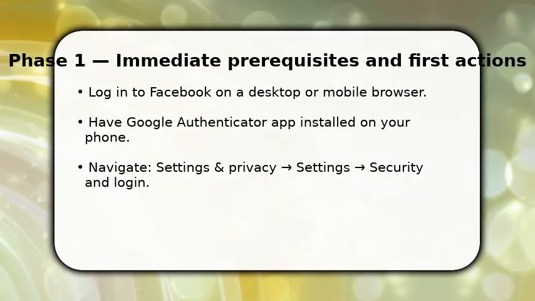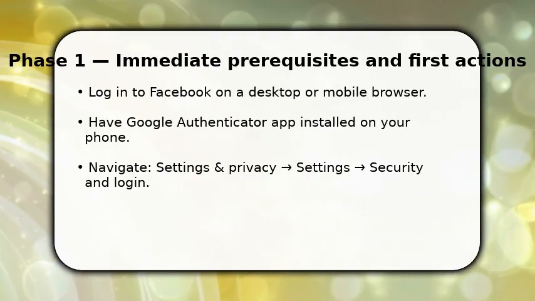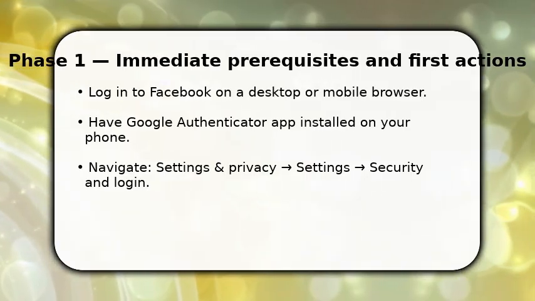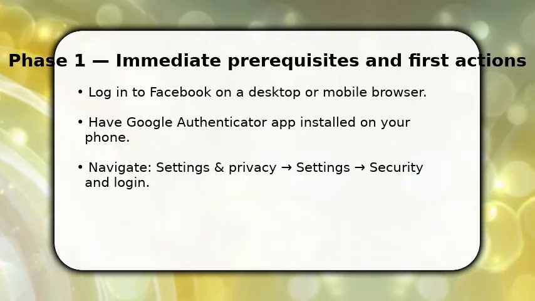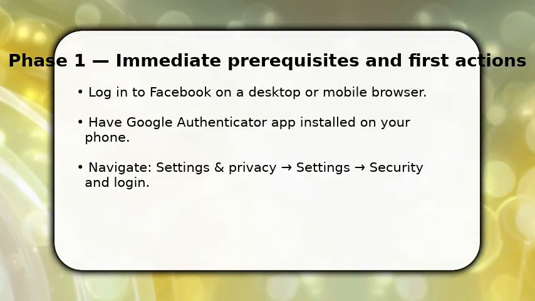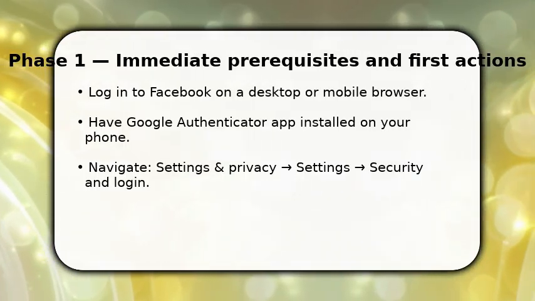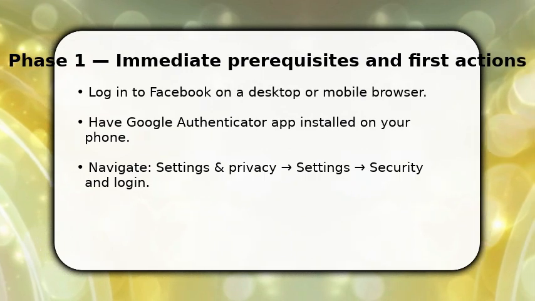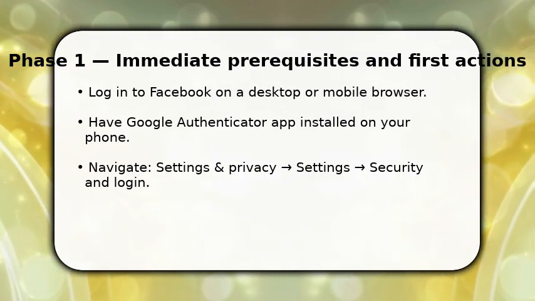Once on the Security and Login page, find the Use Two-Factor Authentication section and click Edit. This begins the link process. Be ready to confirm your Facebook password when prompted, because Facebook asks for re-authentication before changing security settings.